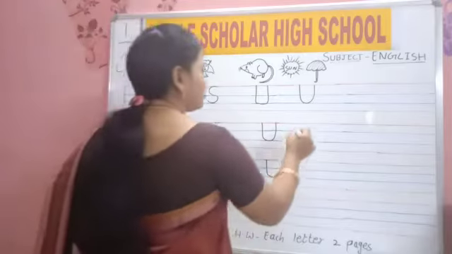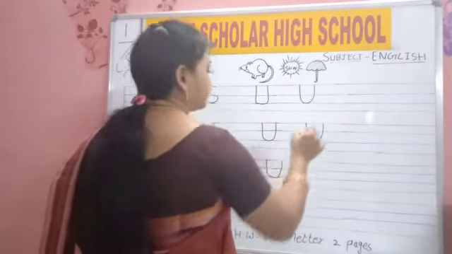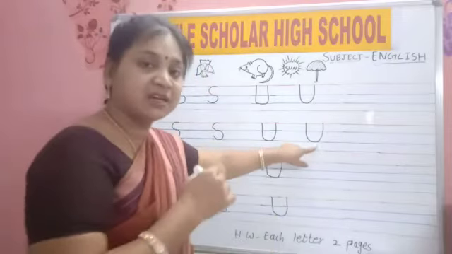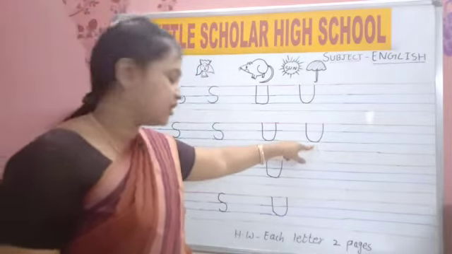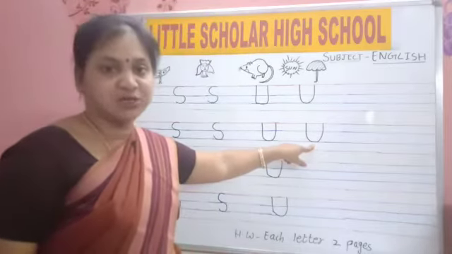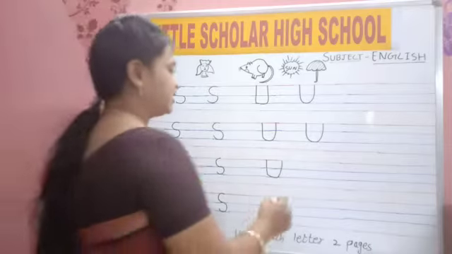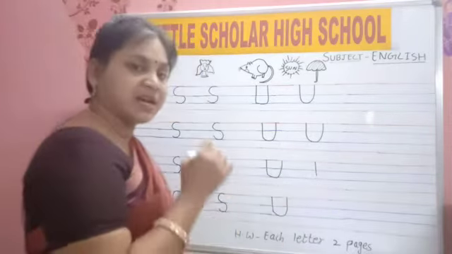Once again, see the board. Start from the red line. When you are touching the blue line, make a curve line and go up straight. Which letter is this? U for umbrella. Understood? Once again, shall we write? Yes, start from the red line.